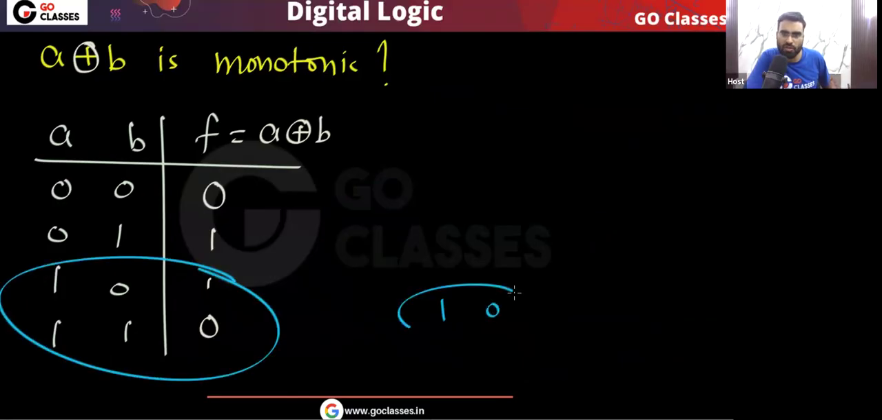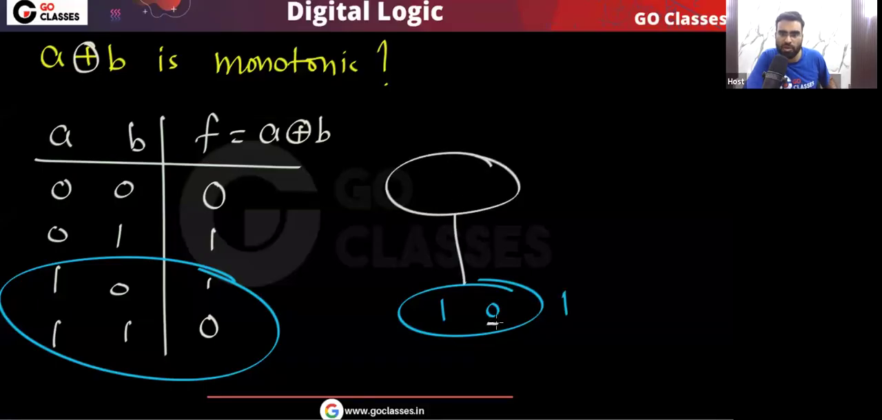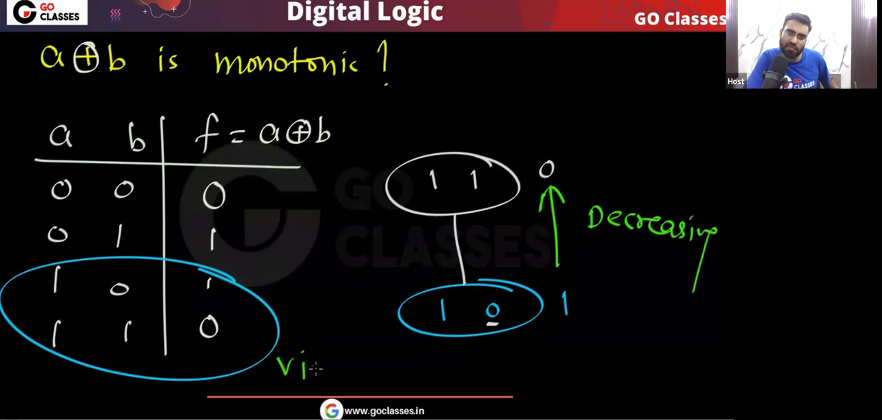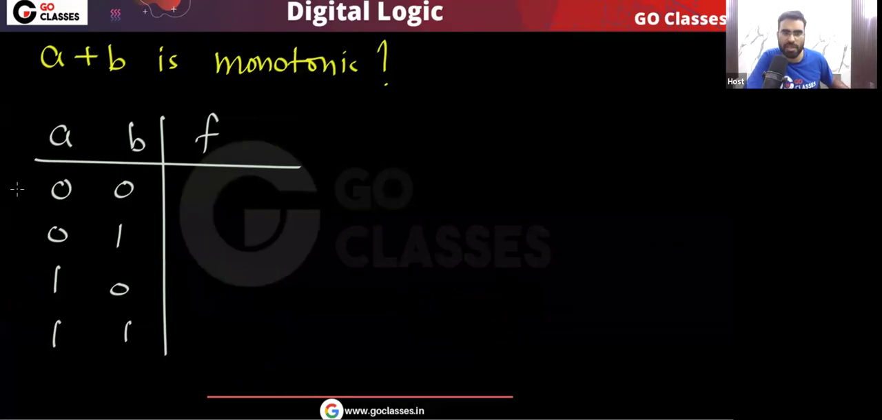For this combination, the function value is 1. If I change a single variable from 0 to 1, then the function value is decreasing. So this is the violation. So this is not monotonic. Is this clear? A XOR B is not monotonic. Understood? Please tell me.